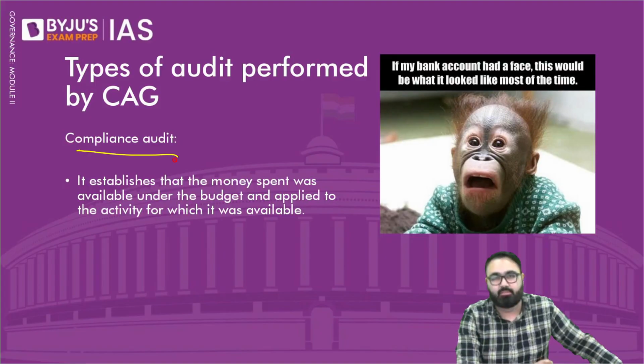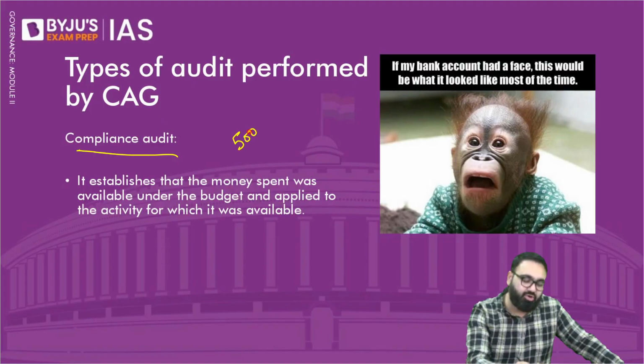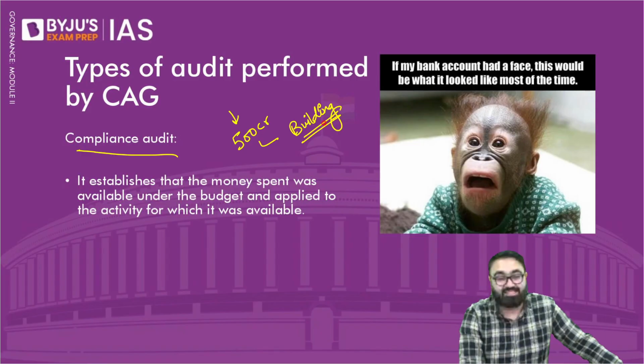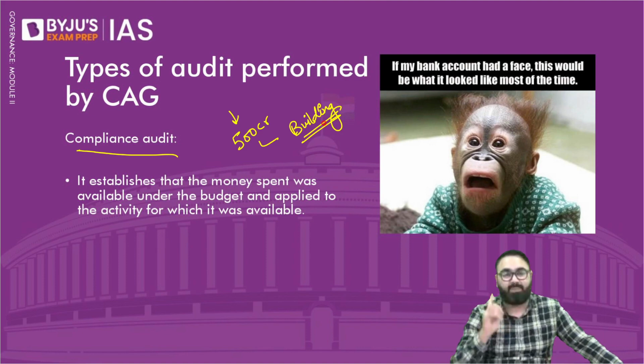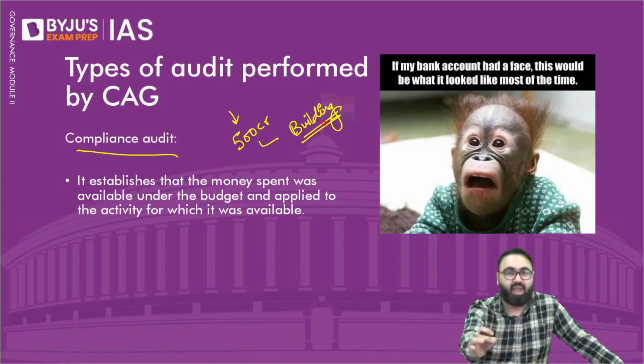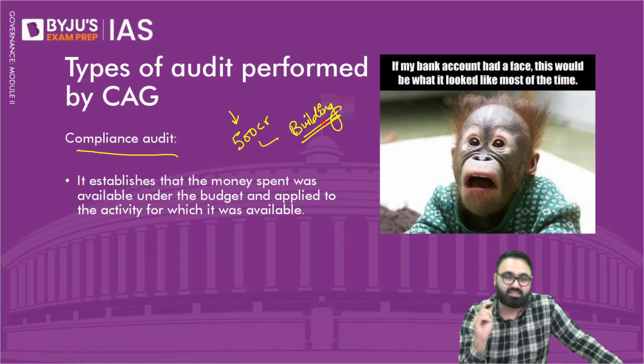The idea is simple. If the government of India withdrew 500 crore rupees to build a building, okay? Let's assume they took 500 crore rupees to build a building. The CAG will check whether the 500 crore was really spent on building only or on something else. So in short, did the government comply with the promise or did they spend the money somewhere else? This is the first thing that is checked. This is called compliance audit.